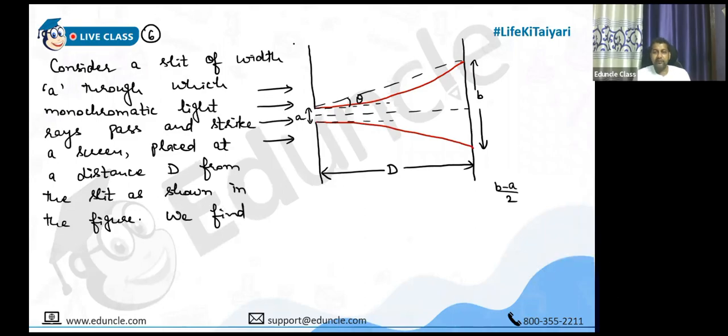Is it clear or not? This is B, this is A. So how much is the deviation? Total is B minus A, so on one side it will be B minus A by 2. I'm calling this as deviation, B minus A by 2. Similarly, this much also. I think it must be clear now.